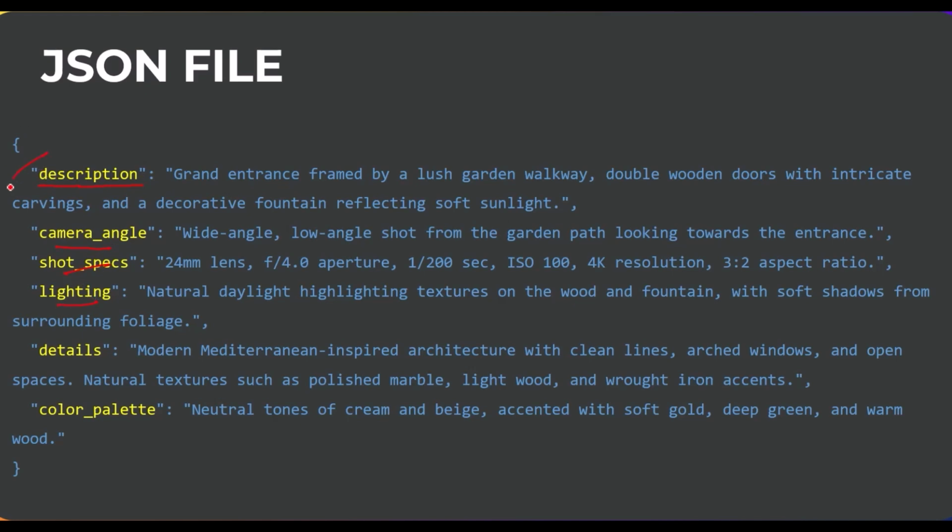Now, this part here in my prompt, I said was allowed to change. This part in my prompt was constant. So inside of the prompt, I'm telling it, give me an array of images. You can change the description, the camera angle, the shot specs, and the lighting. However, the details and the color palette must remain constant. This is how we get the consistency throughout the images, because what we're trying to do is get a theme, and the details and the color palette are what give us that theme.